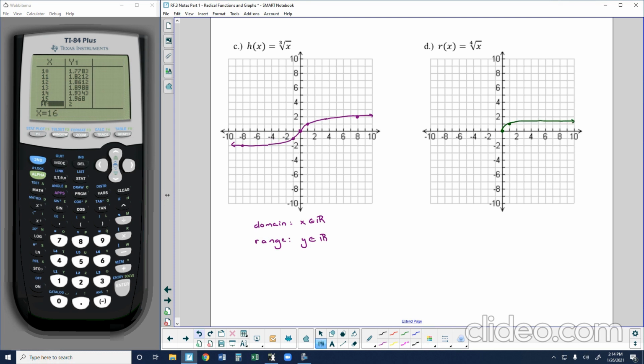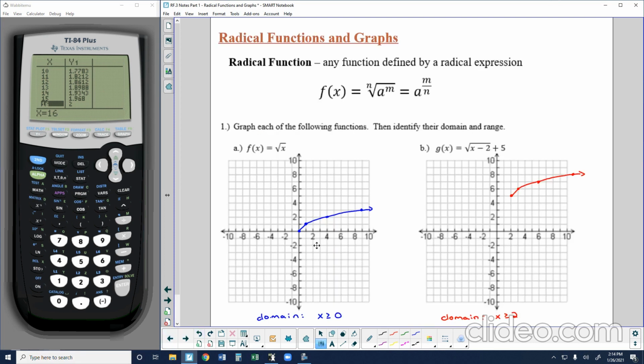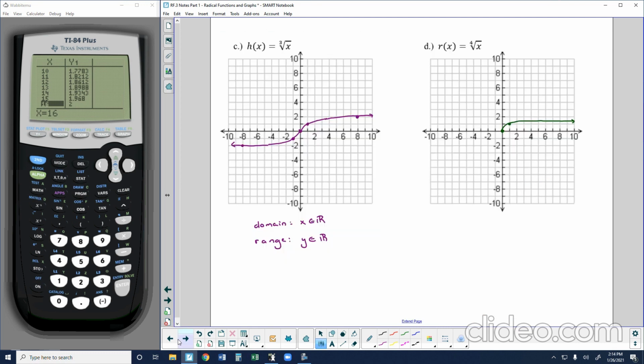It's slightly going up as we go to the right. It looks similar to the square root graph, but has a much lower average rate of change as we go from left to right. The domain for this is going to be similar to what we saw with the square root. So the domain is going to be x is greater than or equal to 0, and the range is going to be y is greater than or equal to 0.